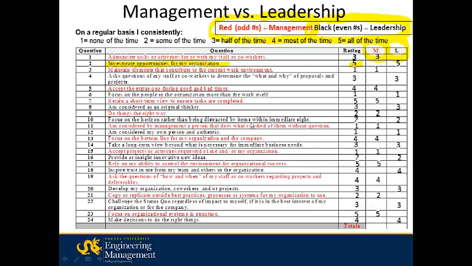Now, once you have that completed, what we would ask you to do is to total up each of the management columns and the leadership columns to give you an idea of, do you do more management or leadership in your organization? And as you can see in this example, it's about equally split, with 37 for management, 34 for leadership. The maximum score, if you took 12 times 5, would be 60 for either of the columns.